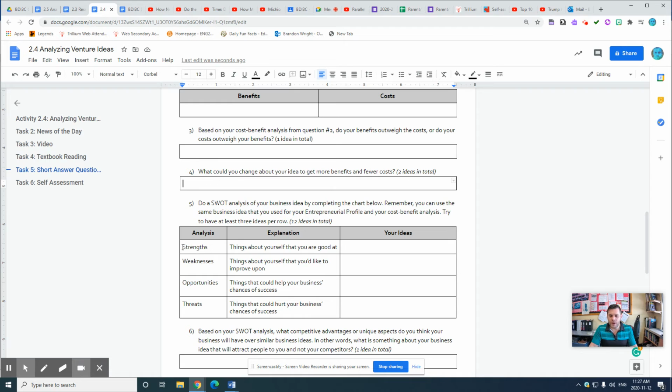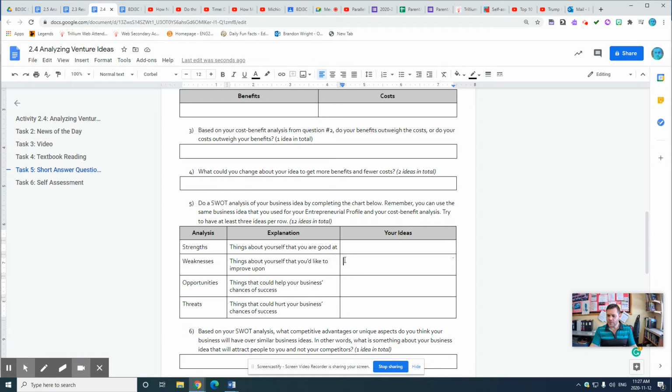Next is the actual SWOT analysis. So SWOT is strengths, weaknesses, opportunities, and threats. Try to have at least 3 ideas per row. Strengths is simply, what are 3 things that you're good at doing? It could be talking to people, working on a computer, baking, handling money.